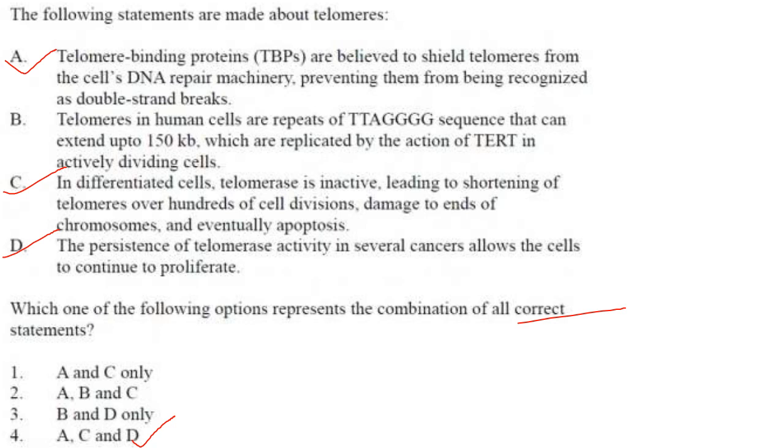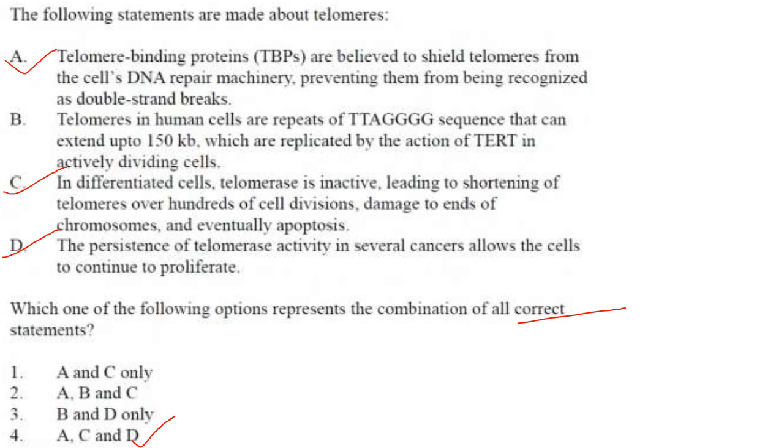Telomere binding proteins are believed to shield telomeres from the cell's DNA repair machinery, preventing them from being recognized as double-stranded breaks. That is correct. Telomeres in human cells are repeats of TTAGGGG sequence that can extend up to 150 kb, which are replicated by the action of TERT in actively dividing cells. Yes, telomeres in human cells are repeats of TTAGGGG sequence that can extend up to not 150 kb, it is 15 kb. So this statement is not correct.